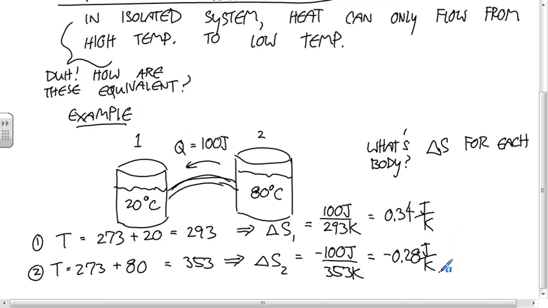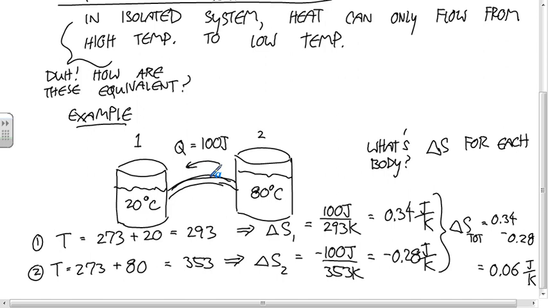And so add these two together, and you get that the total change in entropy is equal to positive 0.34 minus 0.28, and you get a value of 0.06 joules per Kelvin. Okay. So one of these bodies increased entropy, one of these bodies decreased entropy, but if you add up what happened to everything, you got a positive total entropy.